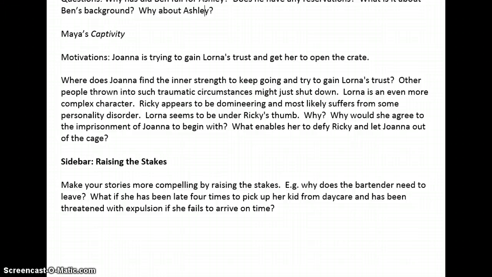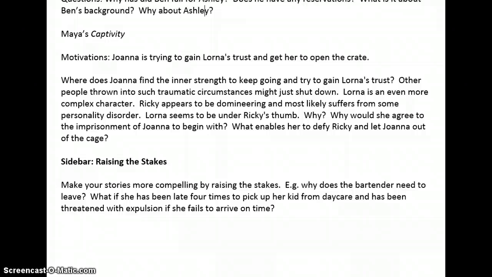She, on one level, seems to be under the thumb of Ricky, who's the person behind the captivity and the abduction. What is it that makes Lorna go along with this plan? What is it that enables Lorna to finally help Joanna? What is it about Lorna's background, who she was, who she is as a person, what happened to her in her life that enables her to make the decisions that she makes?